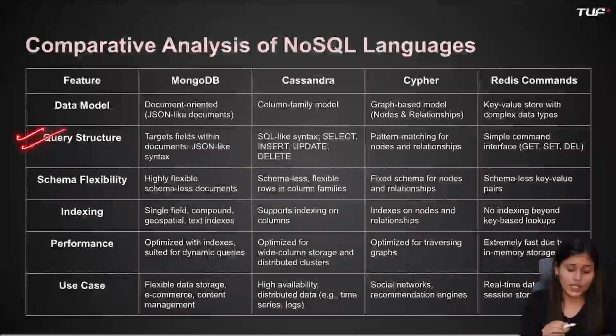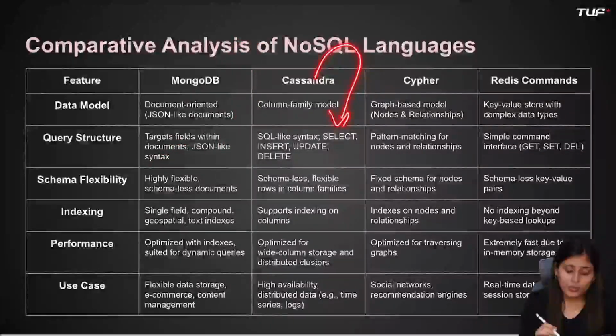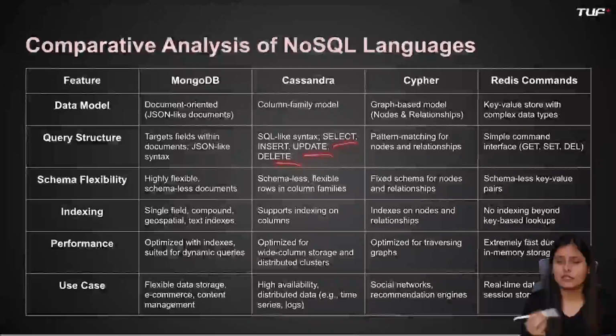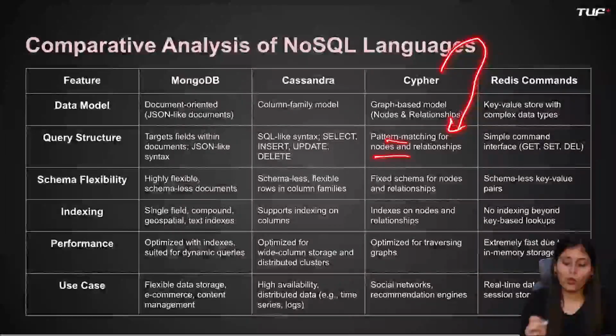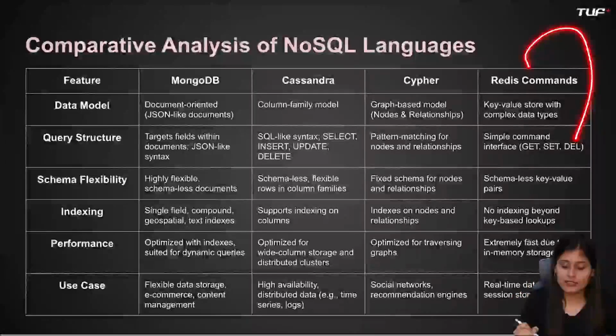Next is query structure. In MongoDB we target fields within a document with JSON-like syntax, and in Cassandra we use select, insert and all, similar to SQL. In Cypher, we use pattern matching, since Cypher is basically for graph, right? So we create the nodes and implement the relationships between those nodes by using the match operator. Redis command is schema-less, so it stores data in key value pair.